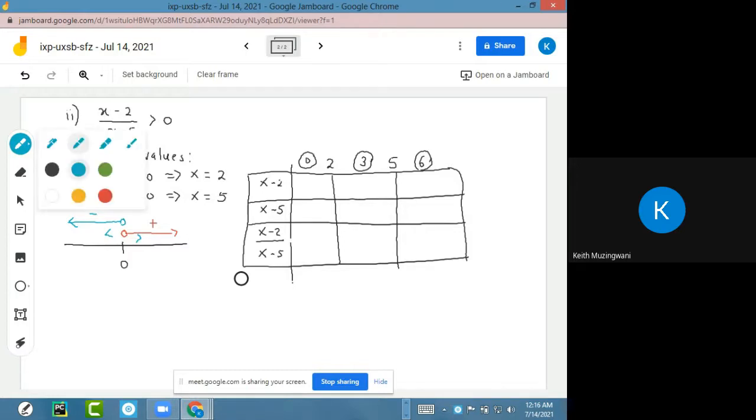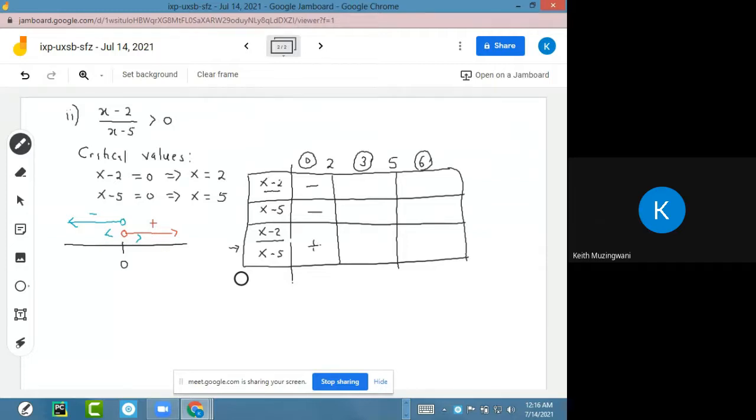Meaning that whenever we have greater, our interest will be going for where there's positive on the last line here. So let's test. When x is 0 in x minus 2, we'll get -2. Our interest is just a negative. When x is 0, we'll have 0 minus 5, which is negative. So if we divide negative by negative, we get positive.